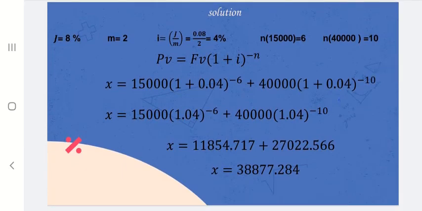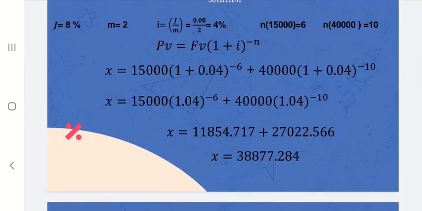The solution: j equals 8%, m equals 2, i equals 4%, n for $15,000 equals 6, n for $40,000 equals 10. By substituting in the formula, present value equals future value times (1 plus i) to the power negative n, so X will be equal $38,877.